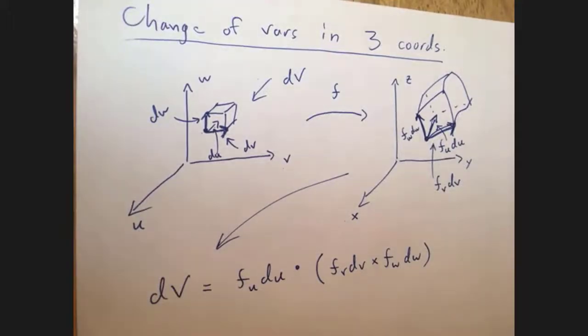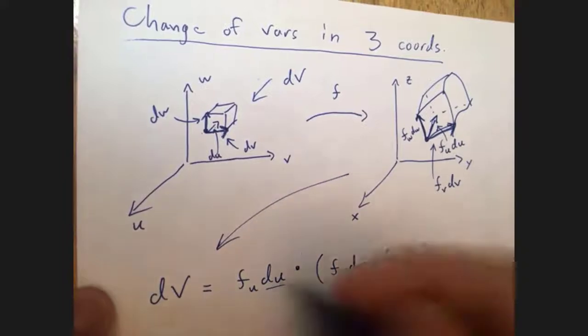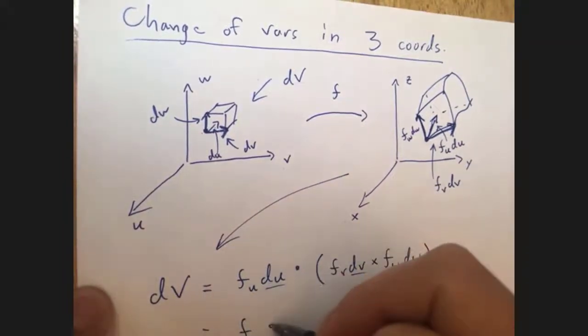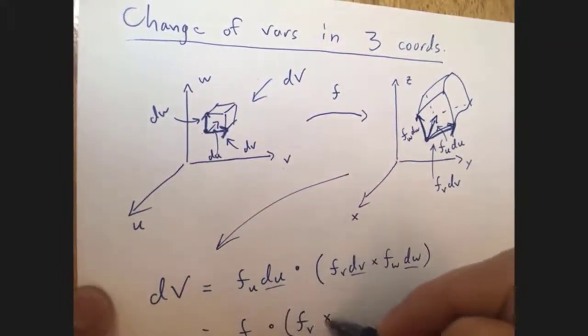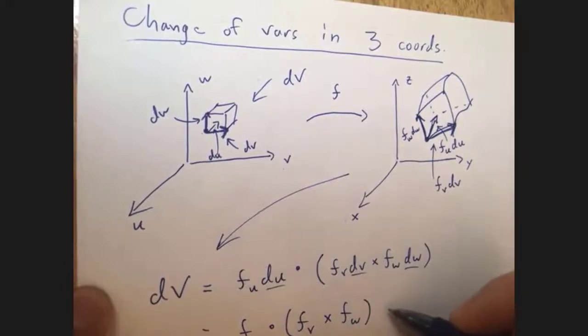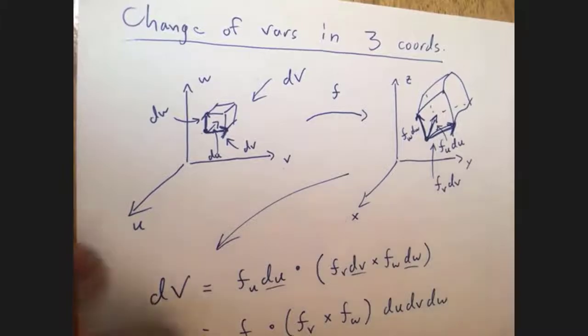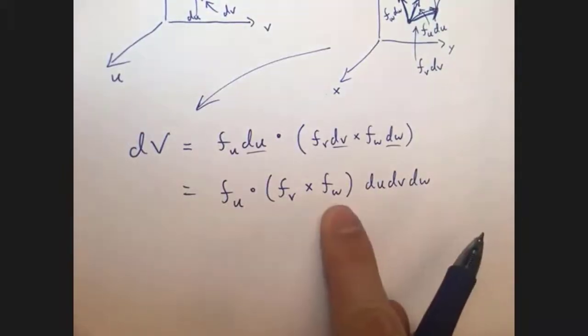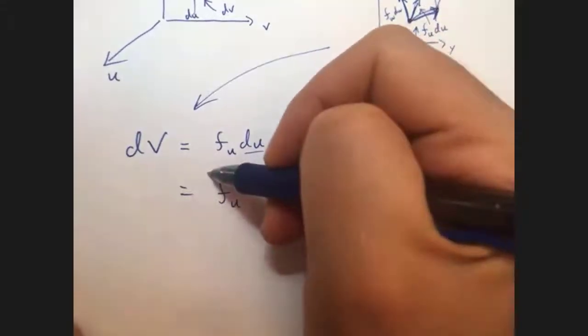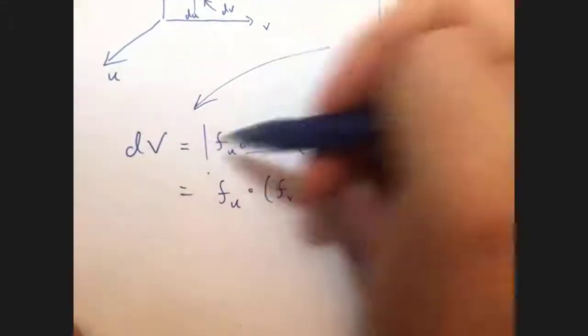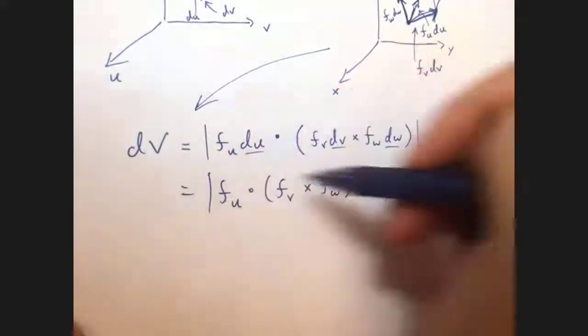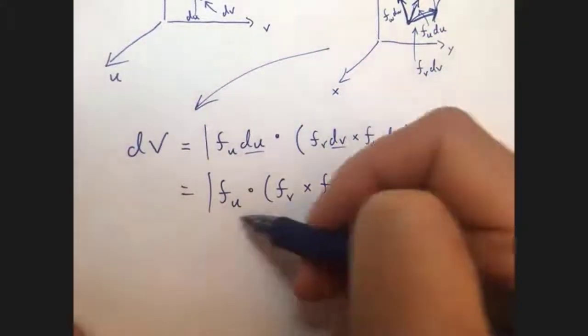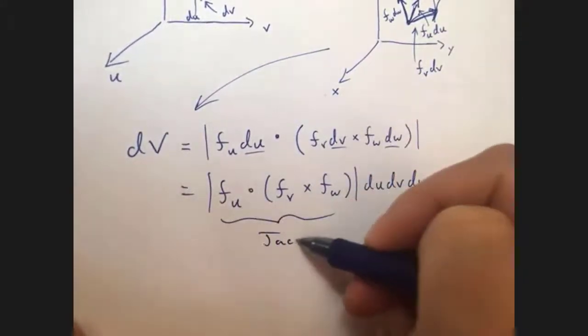These things are just scalars, so they come out front. I just take f_u dotted with f_v cross f_w, and then I've got du dv dw out here. That's going to be my volume element, and this is going to be my Jacobian. This is a volume, so you have to take the absolute value. So this thing here is the Jacobian.